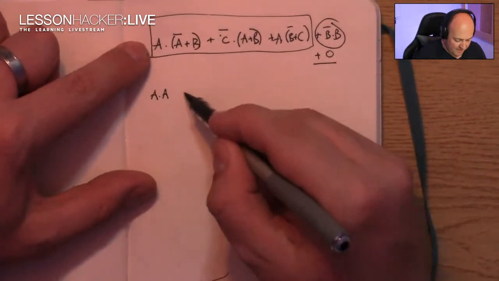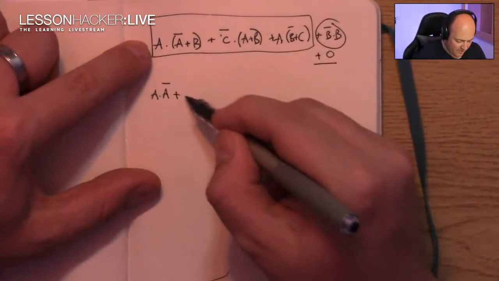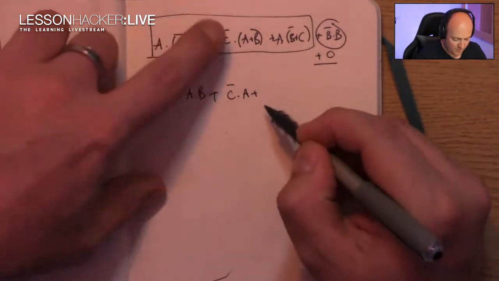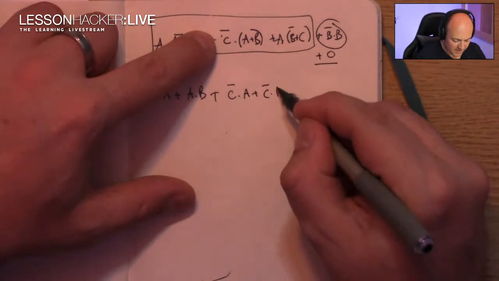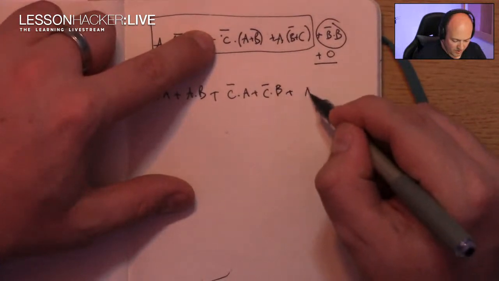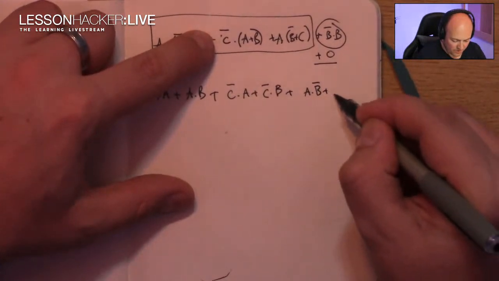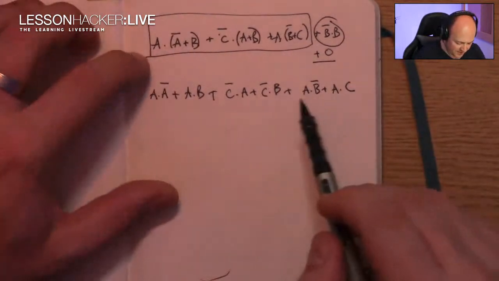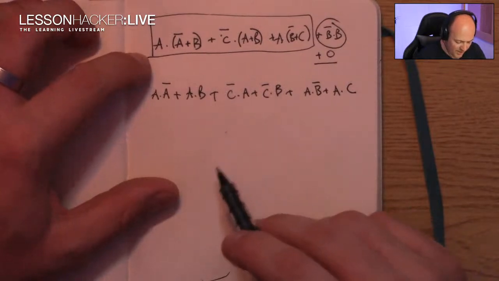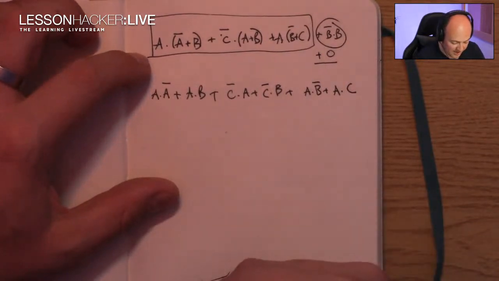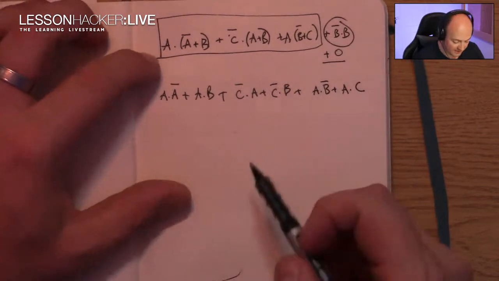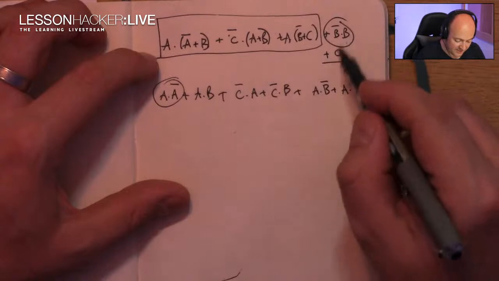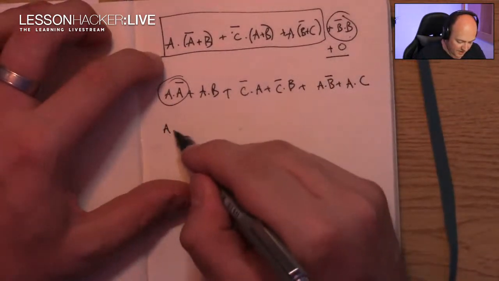A and not A, or A and B, or not C and A, or not C and B, or A and not B, or A and C. Now we've got a bunch of things there, but I think what we want to look at is we want to get the nots and the actual values together to see if they can cancel out for anything interesting to happen. I've got an A and a not A there, so that disappears in the same way as it did up here. So I've got an A and a B.